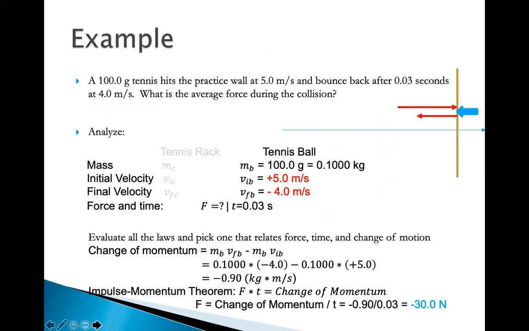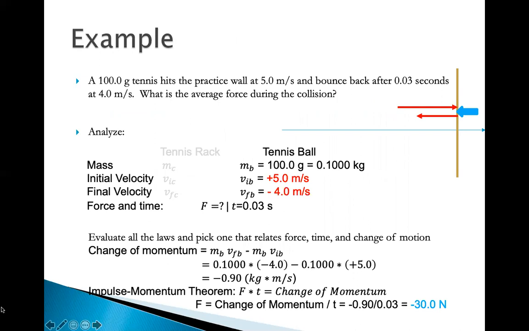For example, a 100-gram tennis ball hits the practice ball at 5 meters per second and bounces back after 0.03 seconds. That's a very short time because it's a collision. It rebounds at 4 meters per second. What's the average force during the collision?